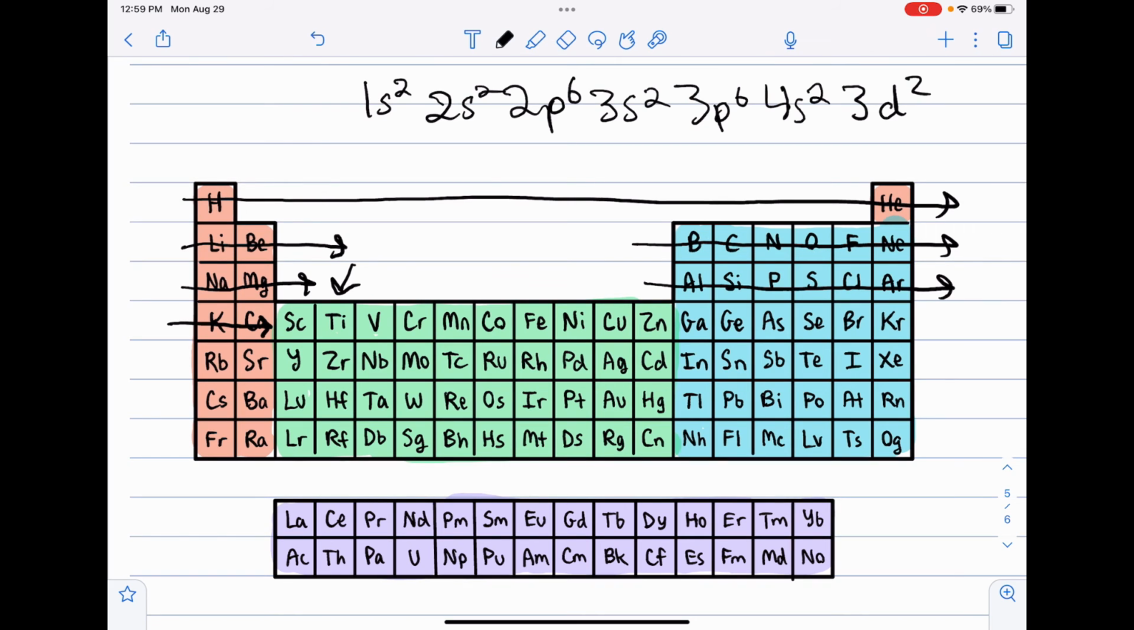If you don't want to write out this whole thing, if your teacher allows it, you can do something called shorthand. And shorthand means that we're only going to use in our electron configuration the outermost or valence electrons. So the last shell of electrons we call valence. And that, in this case, would be these guys.